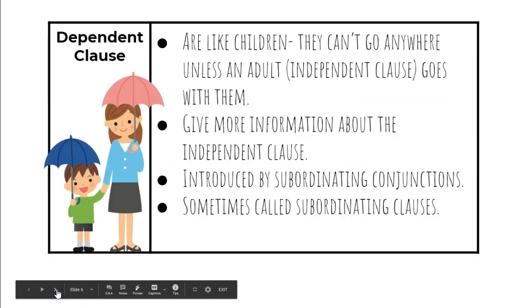Now, dependent clauses are like children. They can't go anywhere unless an adult, the independent clause, goes with them. It gives more information about that independent clause, and is usually introduced by a subordinating conjunction. That's really important, a subordinating conjunction. Okay, we're going to go over that. Sometimes the dependent clause is called the subordinating clause.